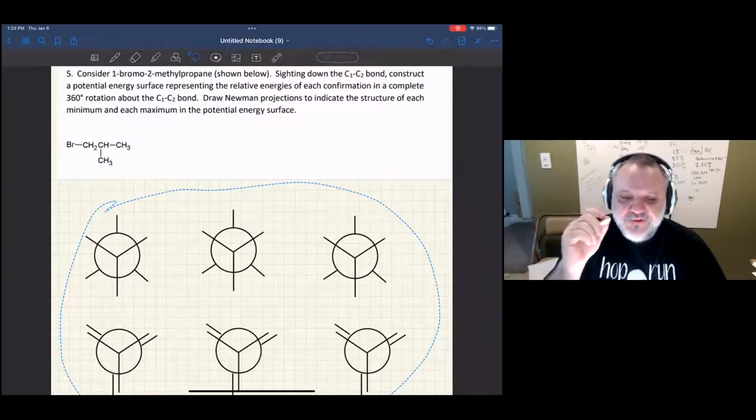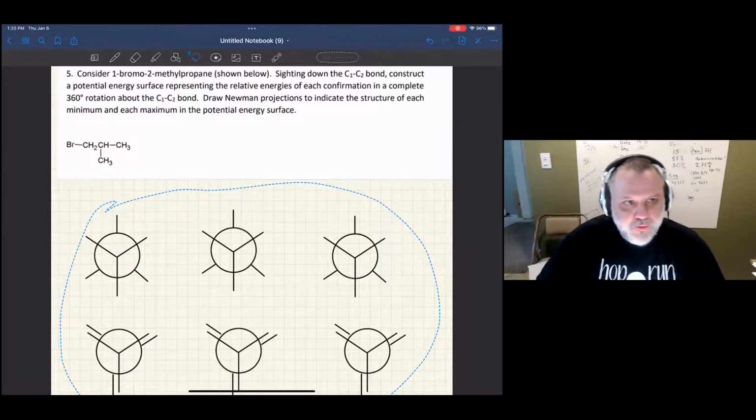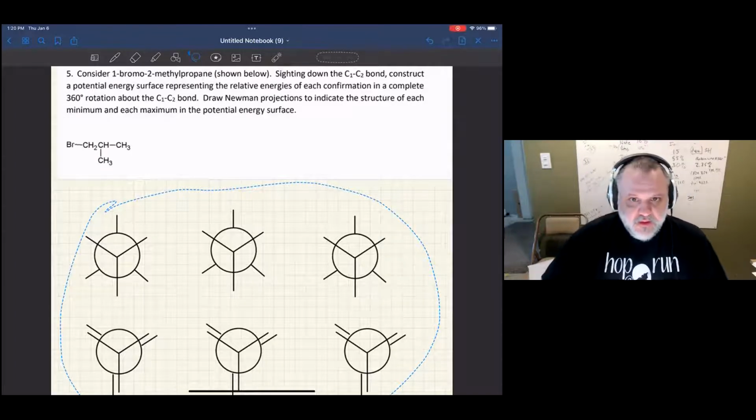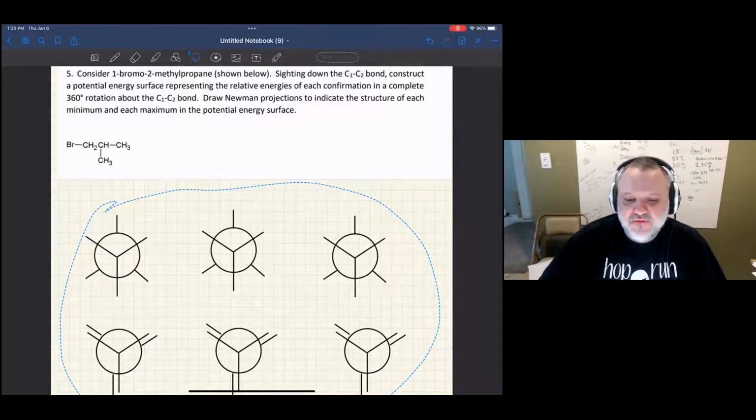Okay, so this question is a Newman projection question about 1-bromo-2-methylpropane. It wants you to site down the C1, C2 bond and construct all 6 Newman projections, and draw a potential energy surface relating the relative energies of the minima and relating the relative energies of the maxima.